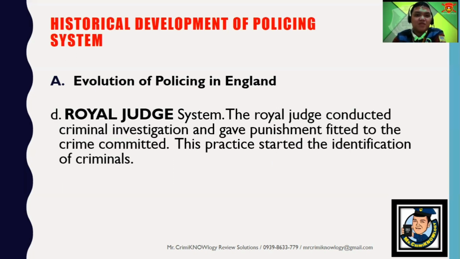Now, we also have the royal judge system. The royal judge conducted criminal investigation and gave punishment fitted to the crime committed. This practice started the identification of criminals. So in this system, the royal judges are the ones that have the task to conduct criminal investigation. If you compare today, they had broader tasks during that time. According to their findings, they would also give punishment fitted to what was committed. And by this time, the practice of identification of criminals was also started.